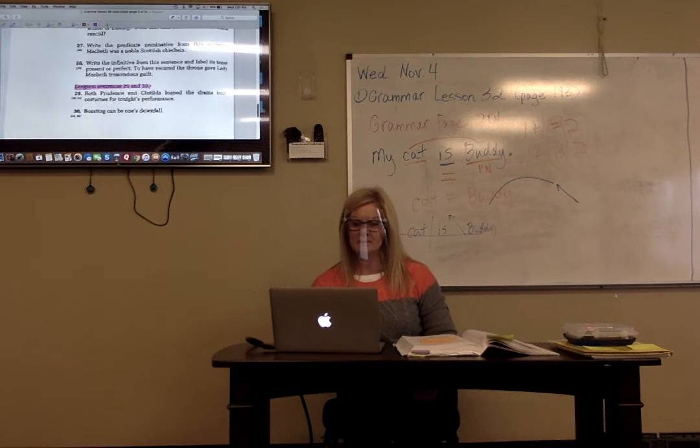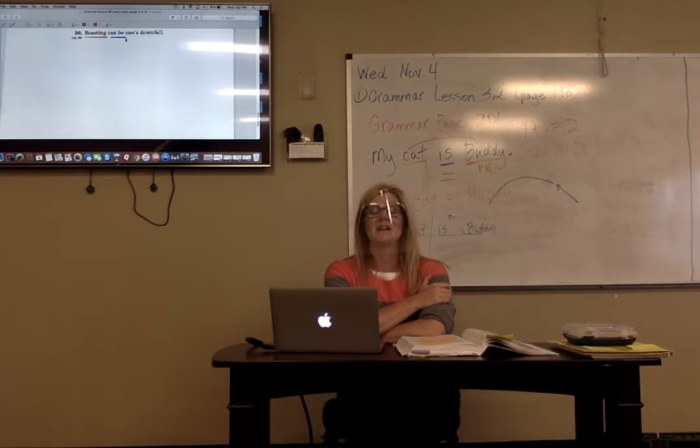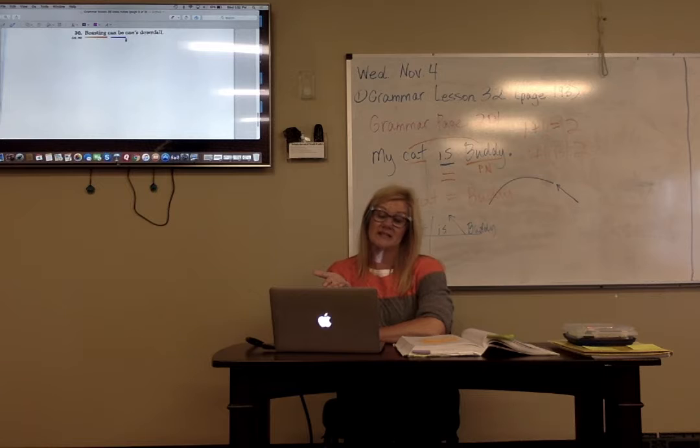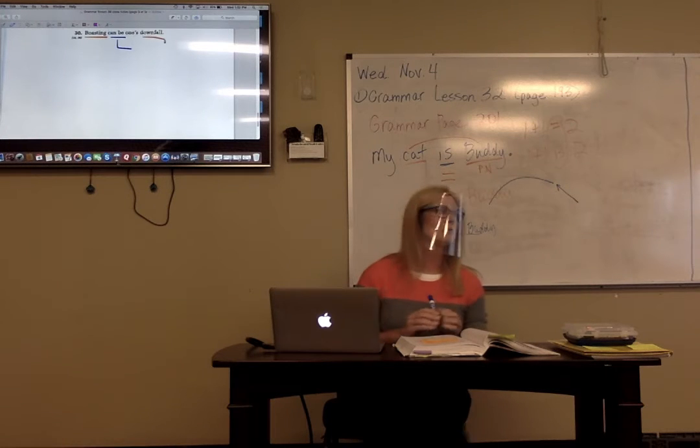One to diagram. Number 30. And this one, let's highlight together. You diagram it on your own. What is the subject? Boasting. What is my verb? Now you've got another question you've got to start asking yourself. Is it action or is it linking? What is it here? Linking. Which means you need to look for a predicate noun. Is there a predicate noun? What is it? Downfall. All right, diagram. Last one, we'll take a break.